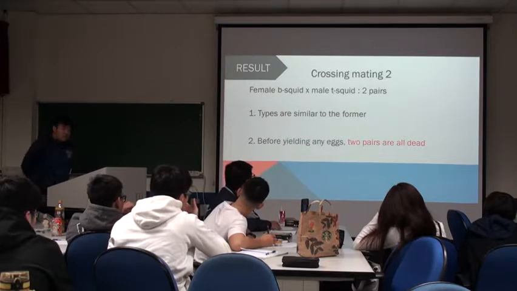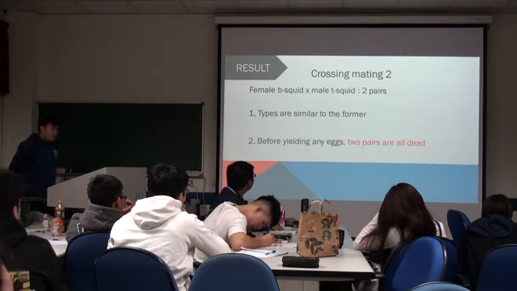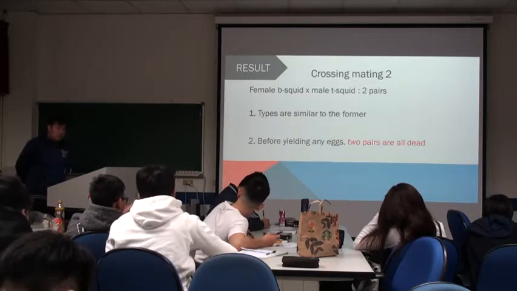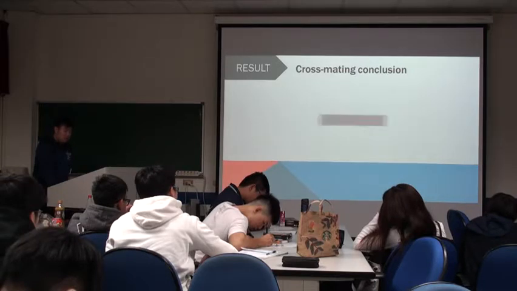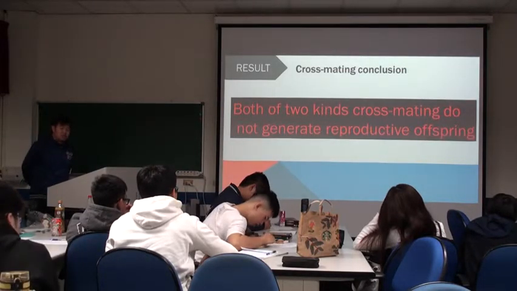And this is the next cross mating experiment. We used two pairs of female B squid and male T squid. The mating types are similar to the former, but before yielding any eggs, they all died. And this is the conclusion of cross mating: both kinds of cross mating do not generate reproductive offspring.